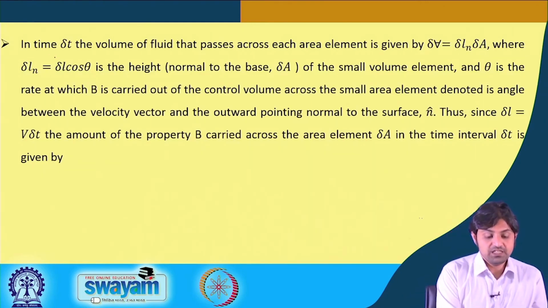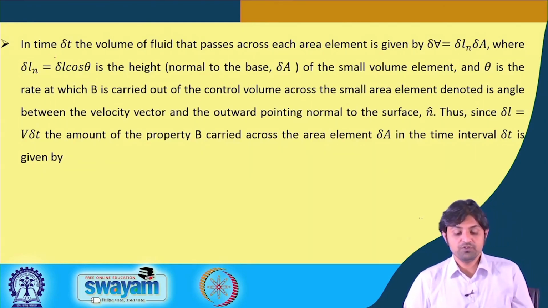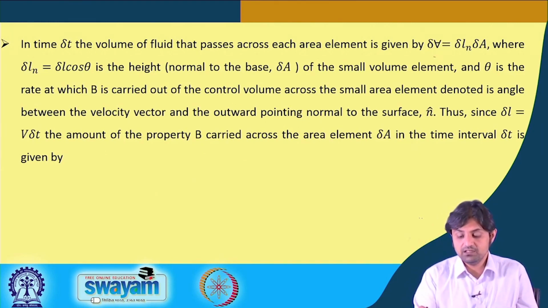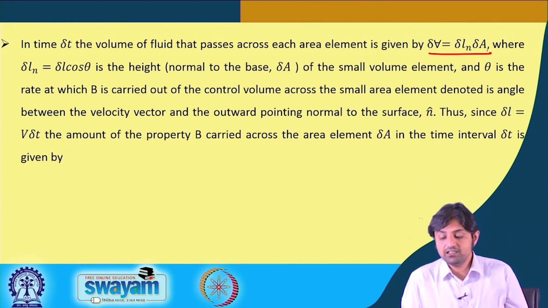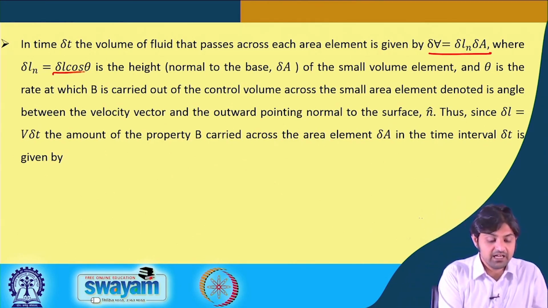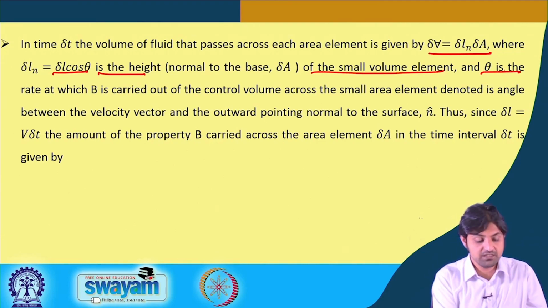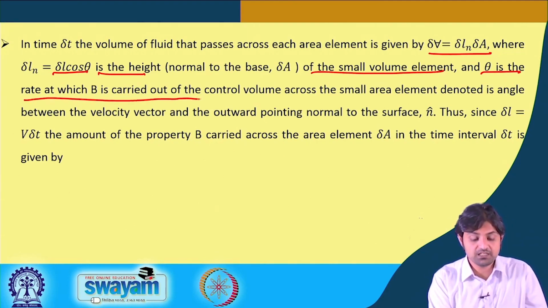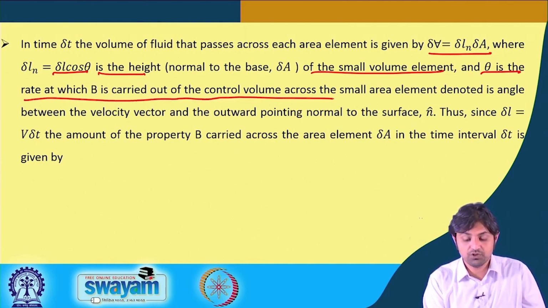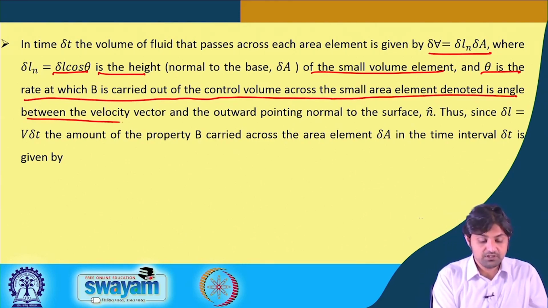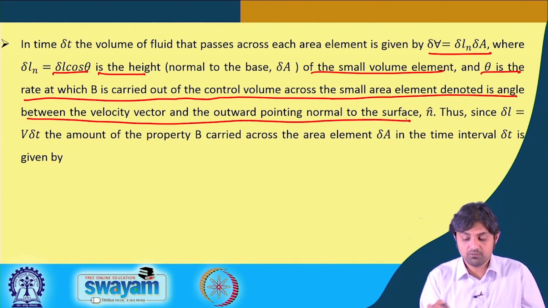So let us suppose in time delta t, the volume of fluid that passes across each element is given by delta Ln into delta A, where delta Ln is delta L cos theta in the previous figure, the height of the small volume element, and theta is the angle between the velocity vector and the outward pointing normal n to the surface. The rate at which B is carried out of the control volume across the small element is then considered.